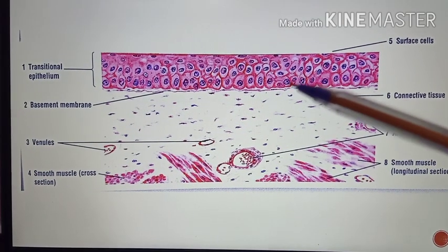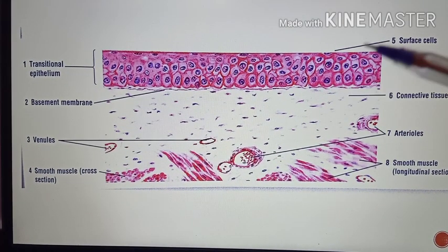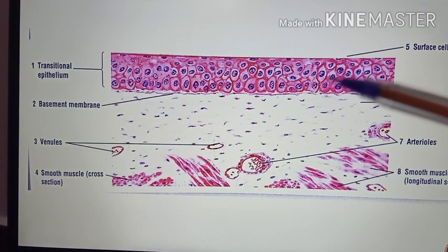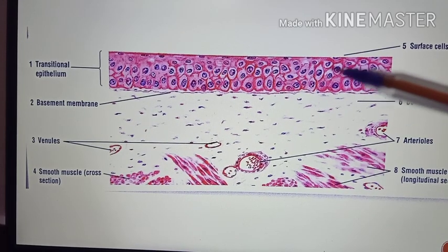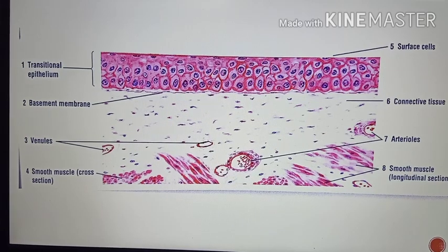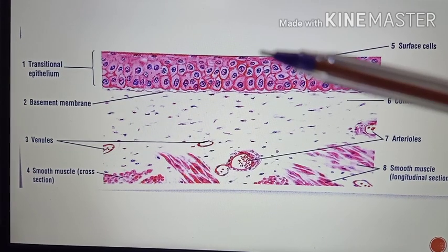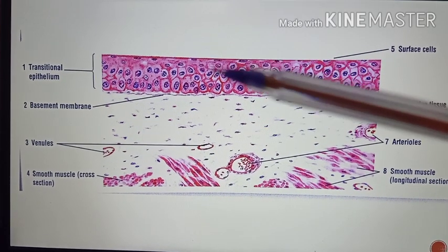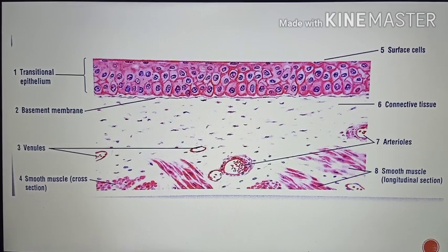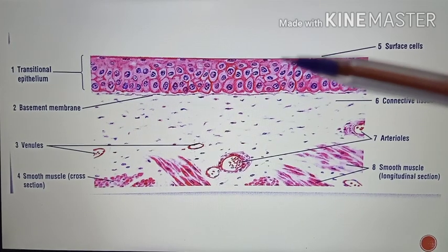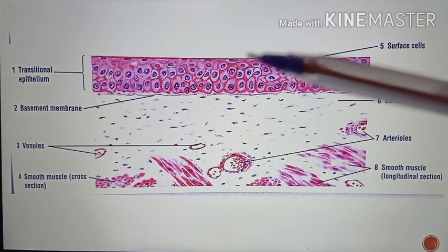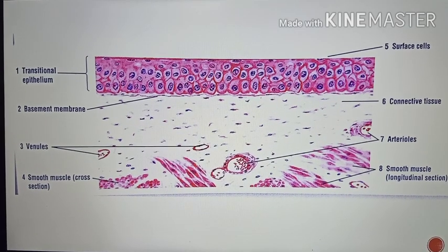So in a stretched state, when the bladder is distended, which is filled with urine, the epithelium becomes thinner and appears as 2 to 3 layers thick. During stretched state, the topmost layer of cells, what you can see here, this is the topmost layer of cell which appears more thinner, and the cell will appear like squamous cells. So these cells will become more thin and they become like flat cells like these squamous cells.